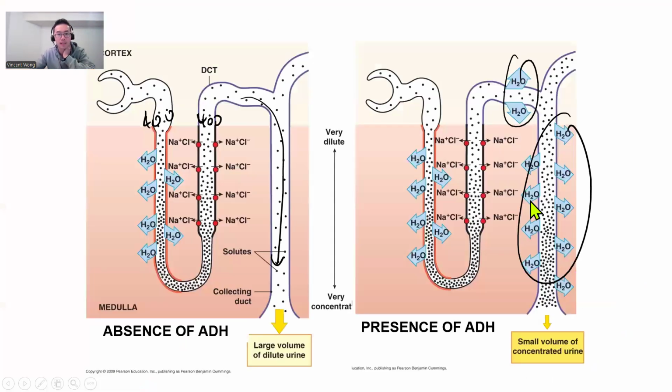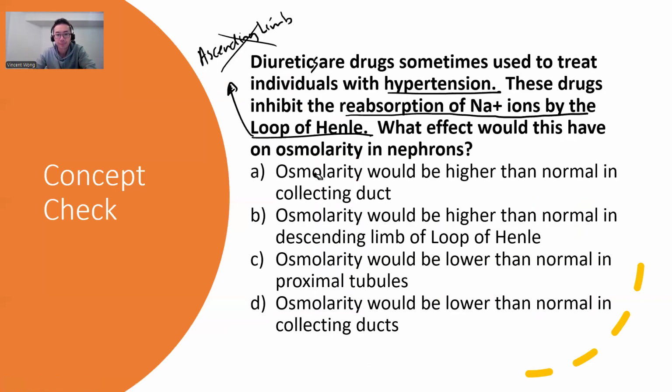Okay, so let's go back here. We are blocking the absorption of sodium on the way up. So what do you think is going to happen to this number? If we're not absorbing the sodium, is this number going to go up or is it going to go down? Well, all these black dots are not going anywhere. If you don't absorb them back into the blood, they're not going anywhere. So this number is going to be higher. It's going to be like 800, 900, 1,000. We don't know, but that's the point. So let's see. Osmolarity would be higher than normal in collecting duct. Oh my God, that's exactly what we just said. So that's the answer.